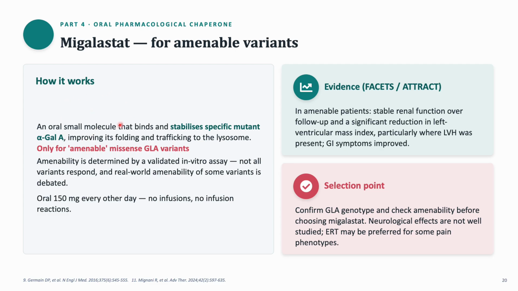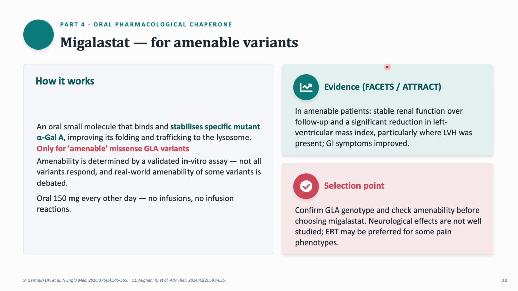Migalastat is conceptually different from ERT, and it is the first oral option. An oral small molecule that binds and stabilizes specific mutant alpha-GLA, improving its folding and trafficking to the lysosome, only for amenable missense GLA variants. Amenability is determined by a validated in vitro assay. Not all variants respond, and the real-world amenability of some variants is the best. Oral every other day, no infusion reaction.